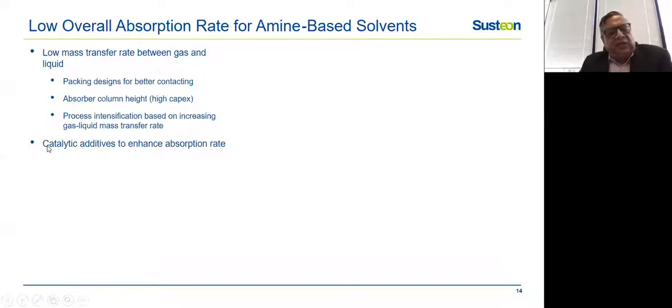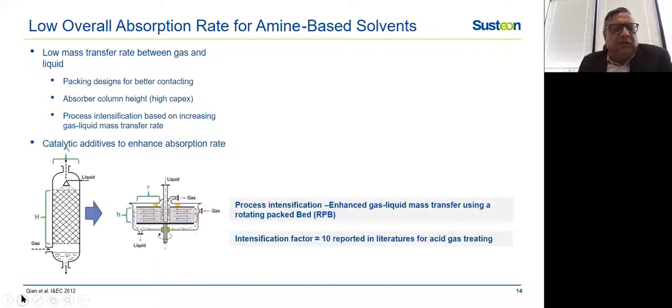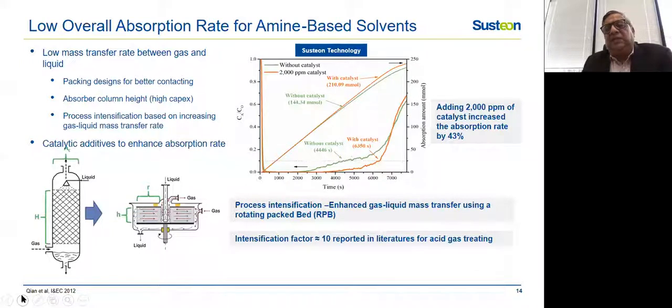One of the things we are doing in our team is developing some catalytic additives to enhance the absorption rate. So, you can see an example of a packing process intensification by using a rotating packed bed. So you can intensify by a factor of 10. The second example is we are developing a catalytic additive which can be added. And by adding 2000 ppm of the catalytic additive, we increase the absorption rate by 43%. So potentially this could really reduce the overall column height and maybe column diameter and reduce the overall capex. So I think these innovations are being pursued.